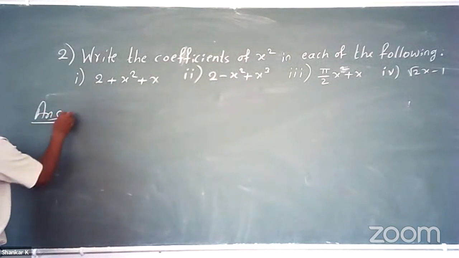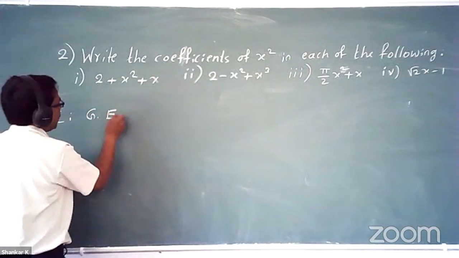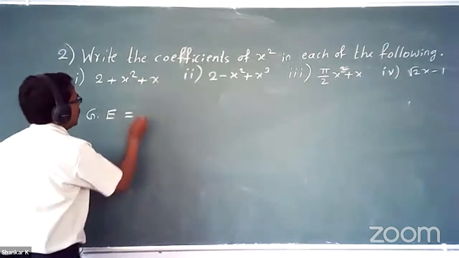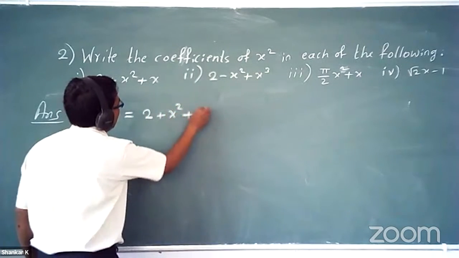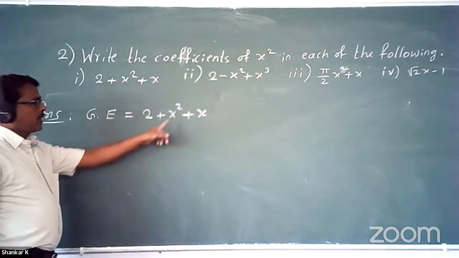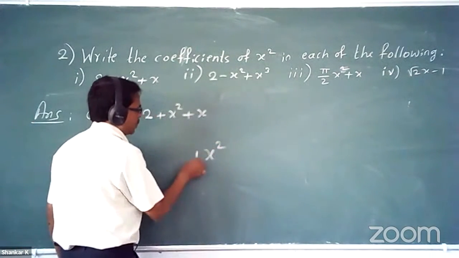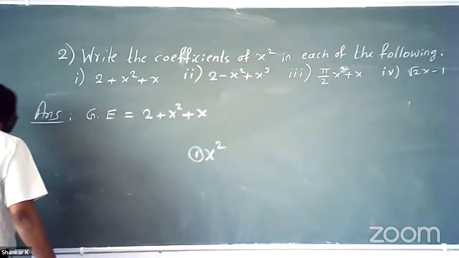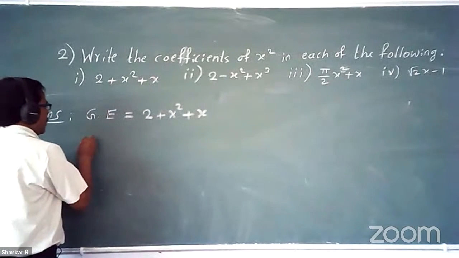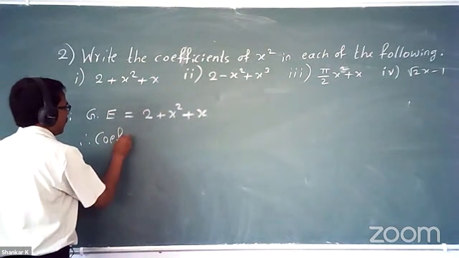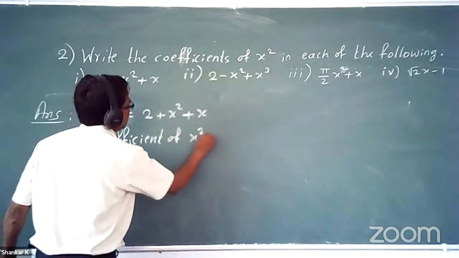Answer, given expression is 2 plus x squared plus x. What is multiplied to x square? How many x squares are there here? X square means 1 x square only. 1 is multiplied. So coefficient of x square is 1. Okay. Therefore, coefficient of x square is 1.